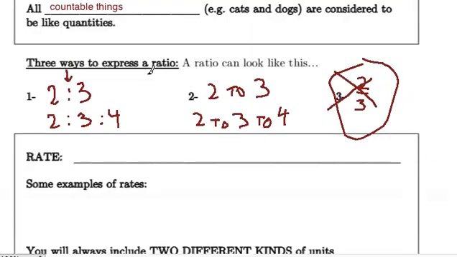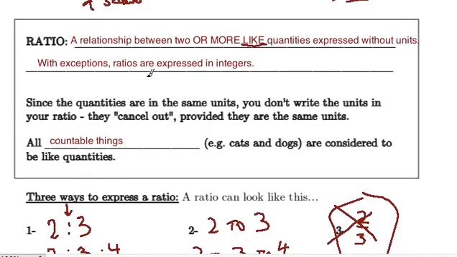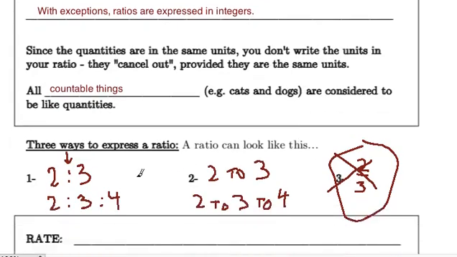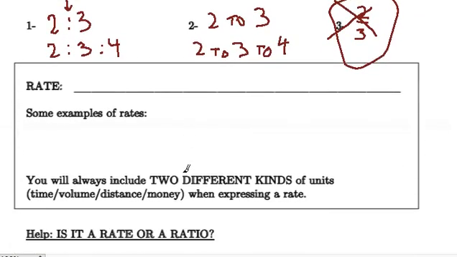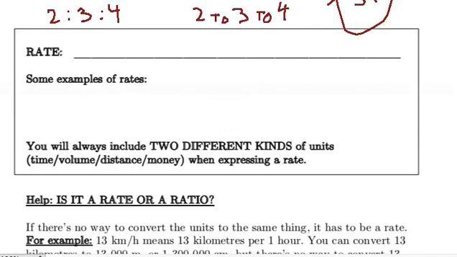So a rate, if you look at the definition of ratio, maybe you can pick up on what it would be. This like quantities thing is a big difference, and also being expressed without units is a big difference. Ratios have like quantities, and you don't include units in them. Notice here these are just pure numbers. It doesn't say 2 to 3 centimeters or anything like that. It's just 2 to 3. It's a pure number, a lot like a scale factor, if you remember that. Now with a rate, we'll see it's different.